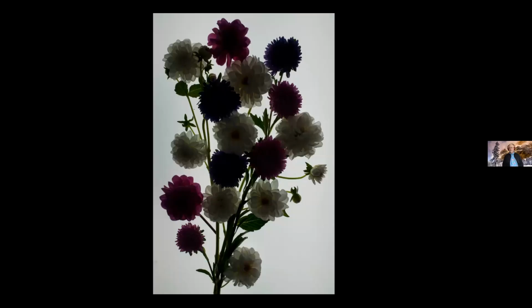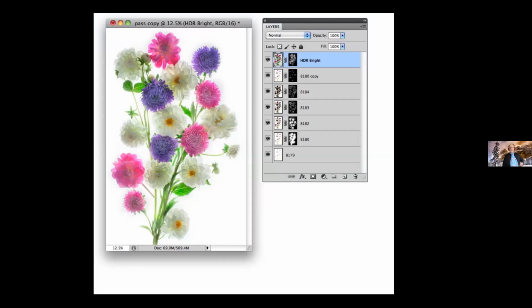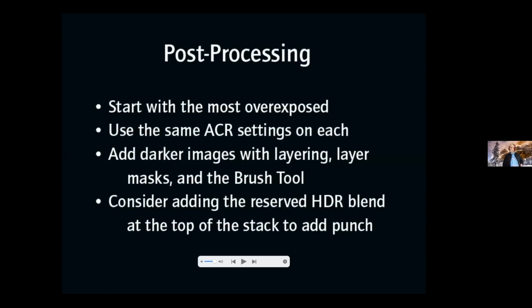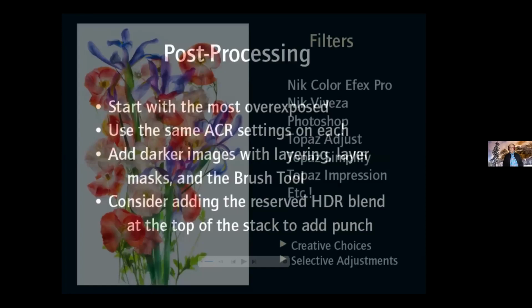Okay, let's look at the processing overview. We're going to end up with these layer stacks of partially painted in darker images, starting at the brightest image. Here's the short version. Start with the most overexposed, use the same processing settings on each, whether you go through Adobe Camera Raw, Lightroom, or some other software. Add darker images with layering, layer masks, and the brush tool, and possibly put an HDR blend on top to add punch. Okay, let's go to some images.